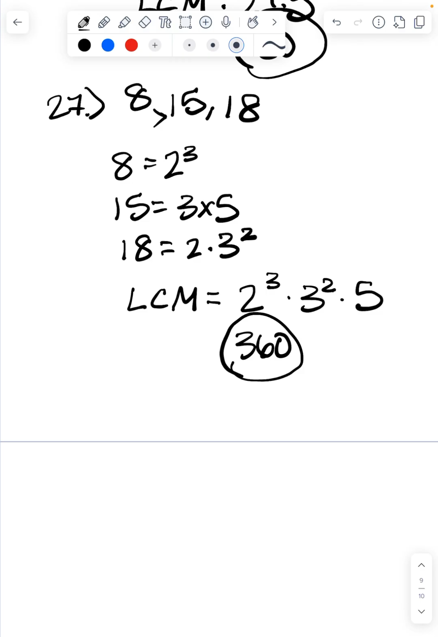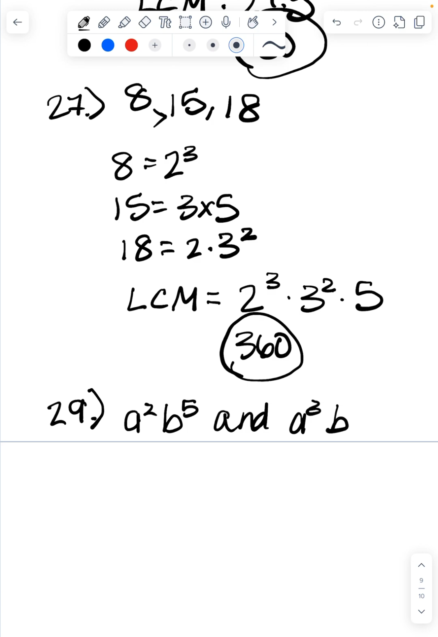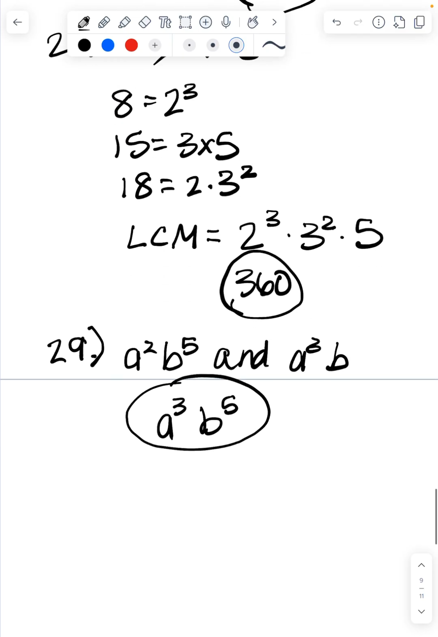Number 29, find the LCM of the given expression. All right, so we're adding some variables here. We have a squared, b to the 5th, and a cubed b. So when you're looking at these, you're going to look at the a's, and you're going to take the highest power, which is a cubed. Then you're going to move to the b's, and you're going to do the highest b, which is b to the 5th.